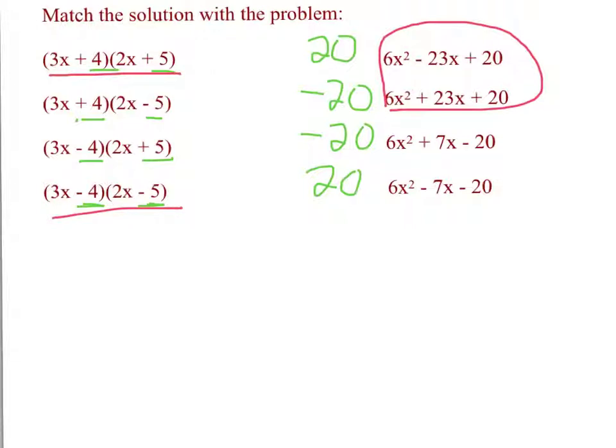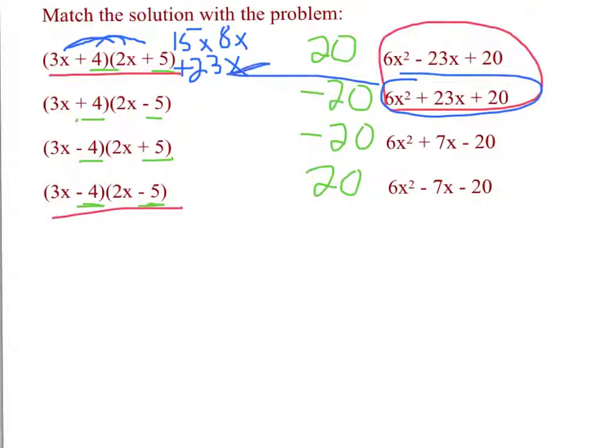My next step is I can just quickly go like this: 3x multiplied to 5 is 15x, and then 4 times 2x is 8x, and 15x and 8x gives me 23x, and it would be positive. So I look right here, that matches, so we can just match that up.